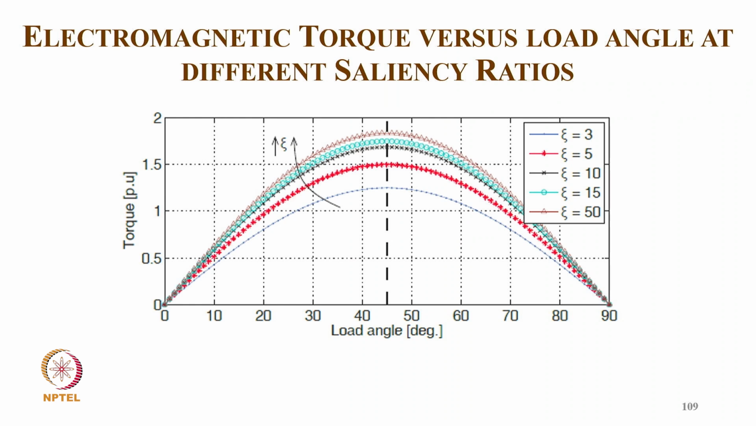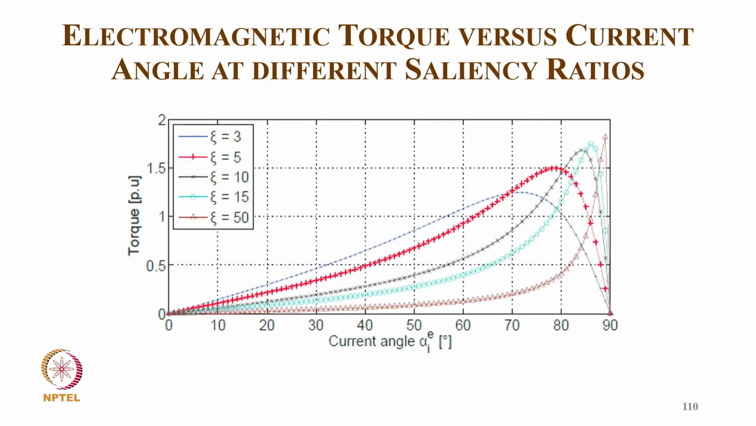And this is typically electromagnetic torque versus load angle at different saliency ratios. As you increase the saliency ratio, you can see how the torque varies. You may find that you get a reasonably good torque at a saliency ratio of around 10, which is not much different from a saliency ratio of 15 or even 50. So people conclude that the best saliency ratio is typically on the order of 10.